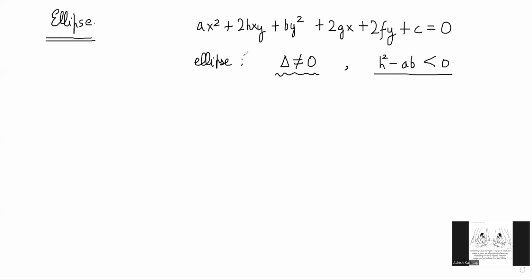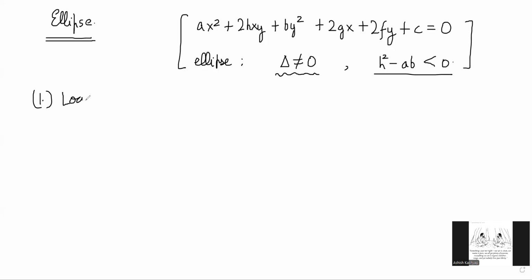If h square minus ab is less than 0, this curve, the 2-degree equation in x and y, will be an ellipse. However, this is not the form of the ellipse that most of the time you are familiar with. You will learn about, first of all, the standard ellipse. So what is the equation of an ellipse in terms of a locus of a moving point?